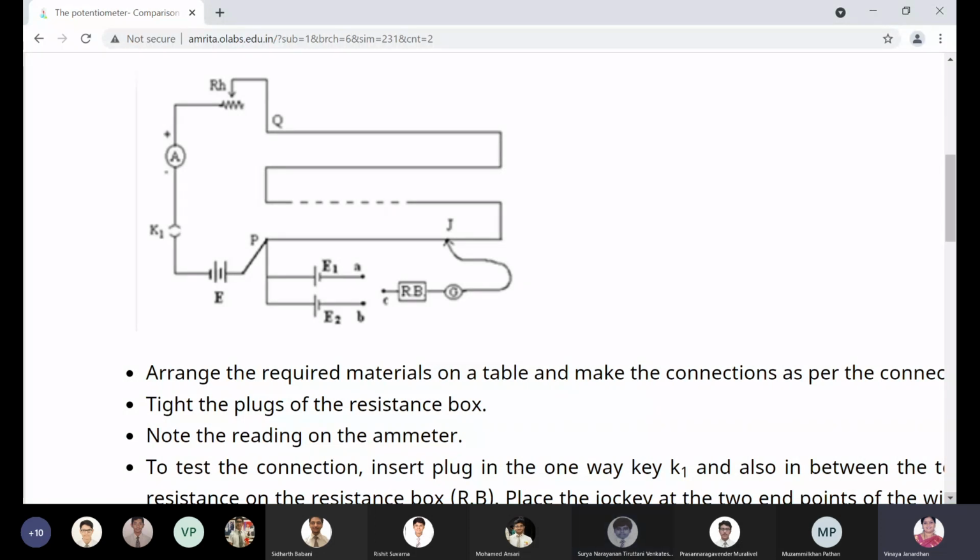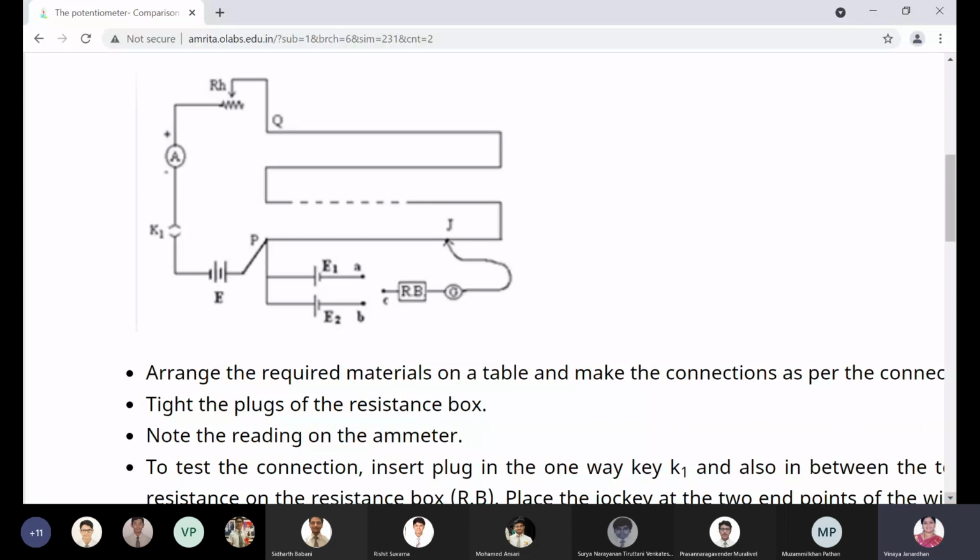So apparatus, the first one starts with a dry cell. Second one, key, a one-way key. K1 is called one-way key. Then an ammeter, can you see? Then can you see a rheostat? So start with a dry cell, then one-way key, ammeter, rheostat. Okay. Now we'll go for the secondary circuit. Generally, whatever I have just mentioned, the dry cell, key, ammeter, and rheostat, we call this a driver cell. The reason is it drives the current through the circuit.